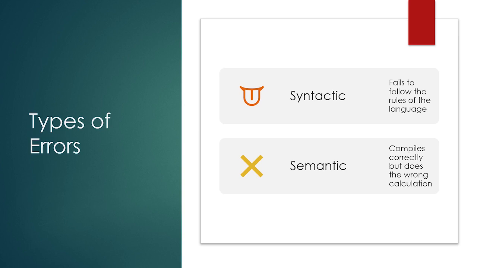There are two types of errors in programs. Syntactic errors, which mean that you didn't follow the rules of the language, and typically the compiler picks these up and tells you about them before it will compile your program. The other are semantic errors, where your program compiles correctly and it works, but it produces the wrong results. It performs the wrong calculations. And these are far more difficult types of errors to find.